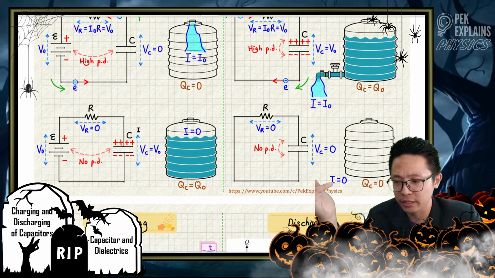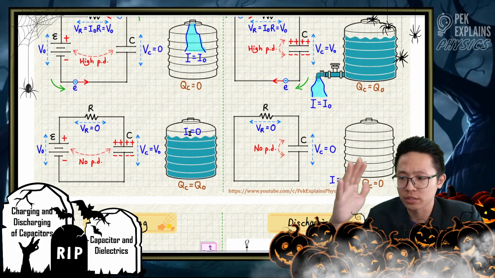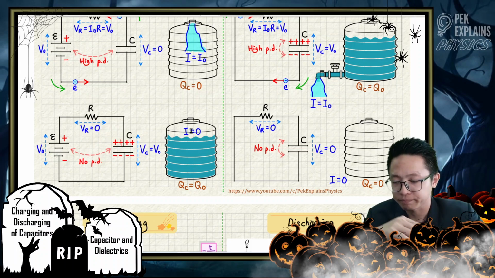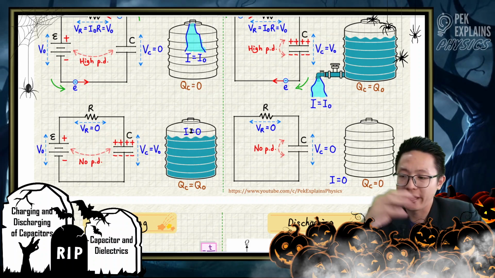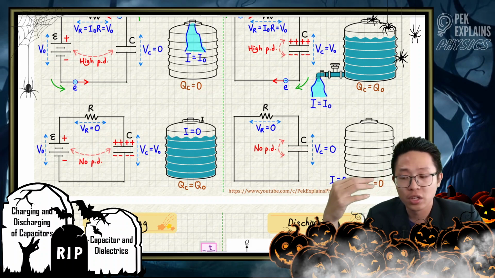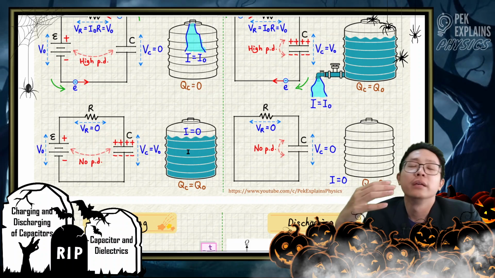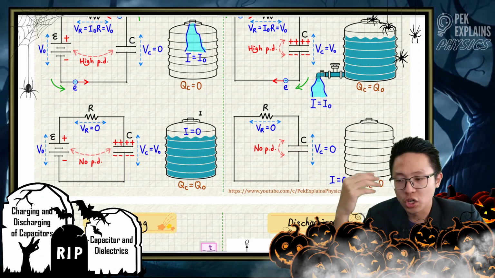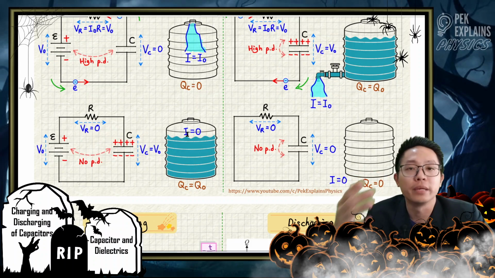Sooner or later the water tank will be full, and the water will stop flowing, because of the floater. There is a floater there to help stop the water from gushing in. So in the end, no more water flows in. The water is just like the current. No more water flowing in, so the current becomes 0.